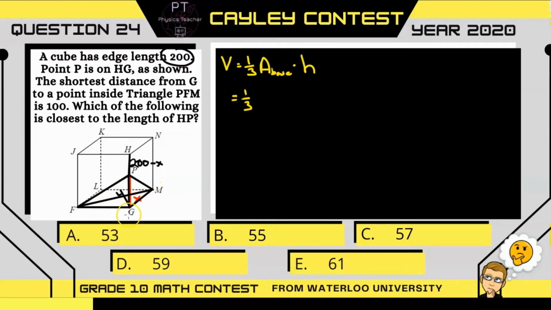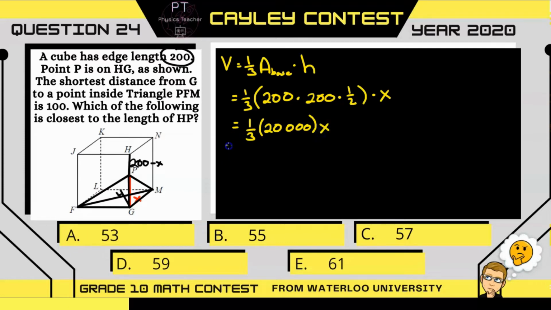Now since FG and GM are both 200, we could figure out the area of that base as simply 200 times GM, which is 200, and then multiplied by a half, since 200 and 200 will give us the area of that whole square, multiplied by a half to get that triangle for the base. And then the height is this height here, which we've labeled to be X. So that gives us a volume of 1/3 times 20,000 X. All right, so let's remember this. We're going to come back to this later.